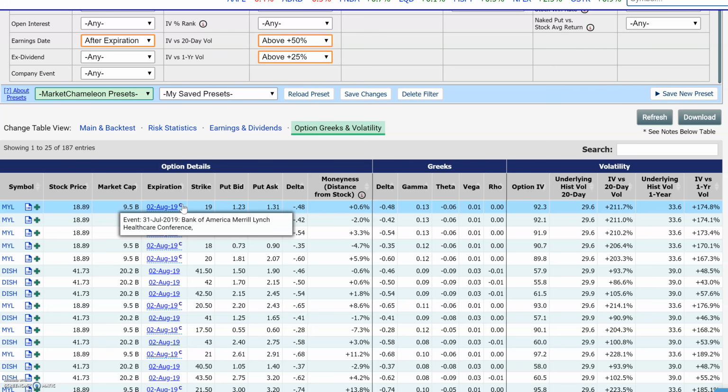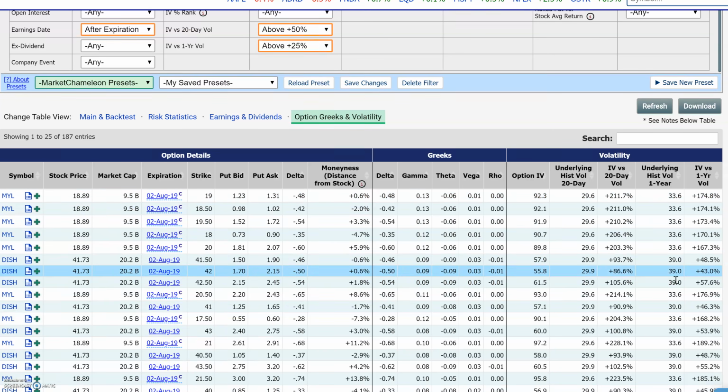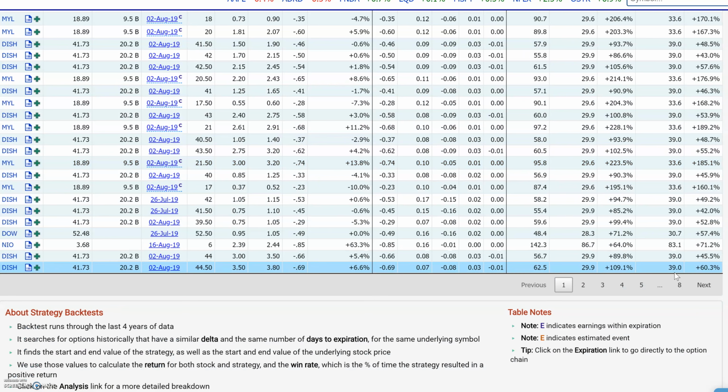And also here, if we know of any company event, you'll see this little C there. And if you hover over it, you could see that there's a conference call here, July 31st, Bank of America Healthcare Conference. So that's another potential catalyst that could make that stock move. But these are options that are priced high relative to their historical vol.